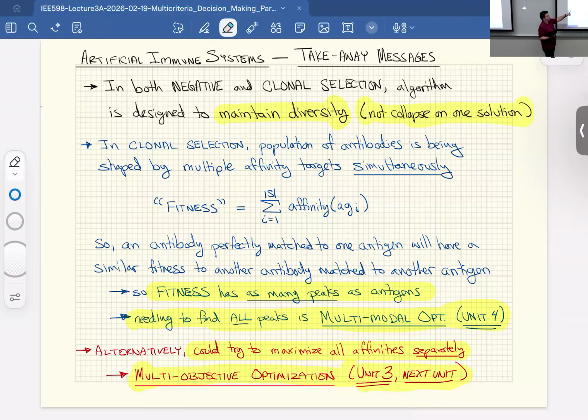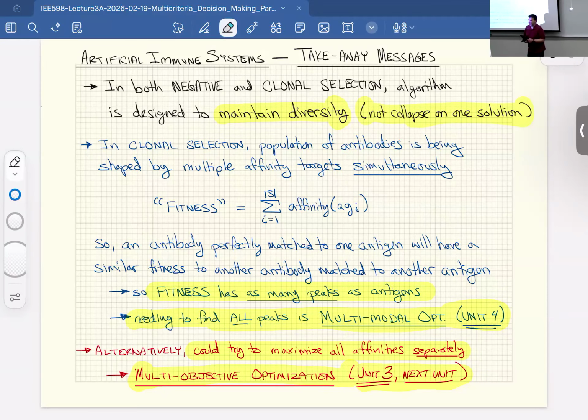Now, what we're going to transition into is multi-objective optimization, which is a slightly different way to frame this. Instead of viewing this as a combined sum of affinities, I could say, I want to maximize all the affinities simultaneously. I don't want to sum them together. I have no way to weight them together. It's just always good to be higher in each one of these. We'll see what the distinction is as we go into this. But that's my transition to the next unit.